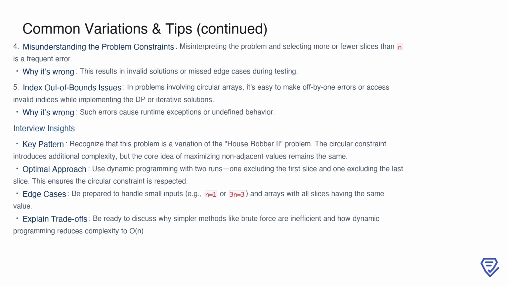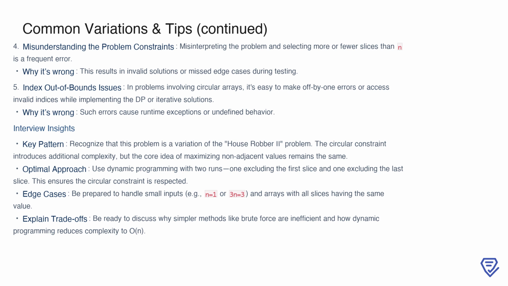Another mistake to watch out for is misunderstanding the problem constraints. Selecting more or fewer slices than specified can lead to invalid solutions and missed edge cases during testing. This is especially important in scenarios where edge cases involve small arrays or specific constraints. Index out-of-bounds errors are also common in problems involving circular arrays. These errors typically stem from off-by-one mistakes or invalid index accesses when implementing dynamic programming or iterative solutions. Such mistakes can result in runtime exceptions or undefined behavior.